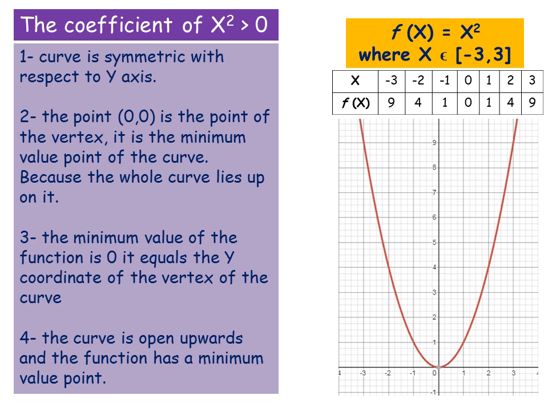The curve opens upwards, and the function has a minimum value point, which is (0, 0). So, when I'm talking about a quadratic function, and the coefficient of x squared is a positive number, I must know something. First, this curve opens upwards and has a minimum value point. And the whole curve lies above this minimum value.